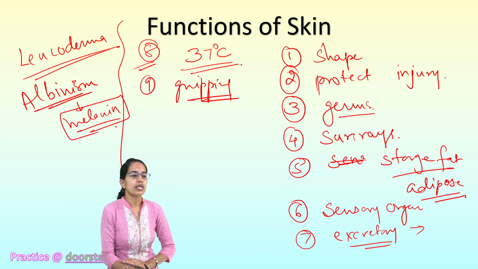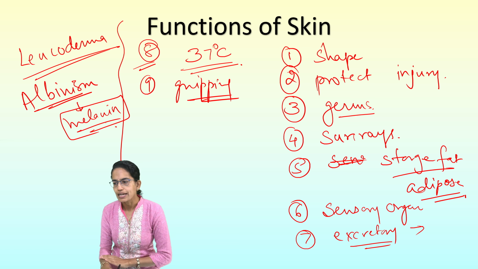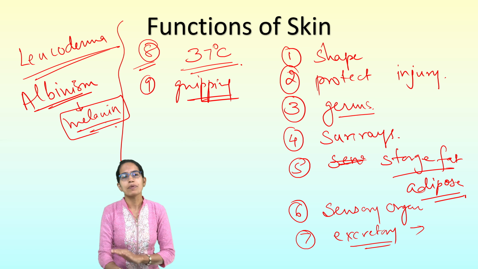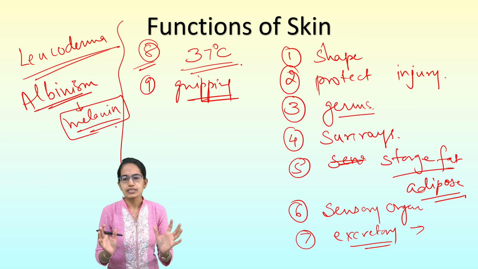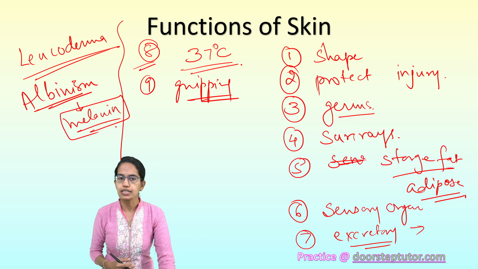The other important disorder is leucoderma, which is white patches on the skin, and that is loss of the pigmentation in the skin. So that is something which talks about the functions of the skin and the primary disorders of the skin.